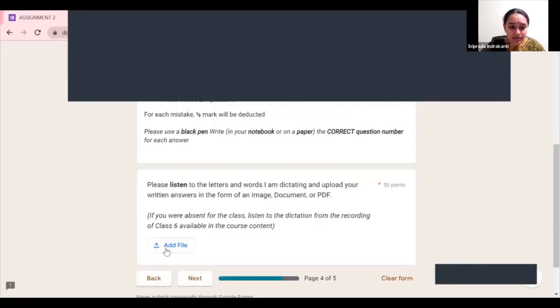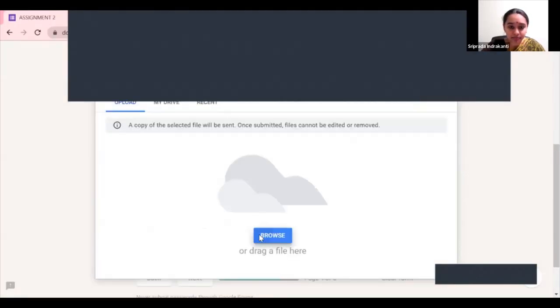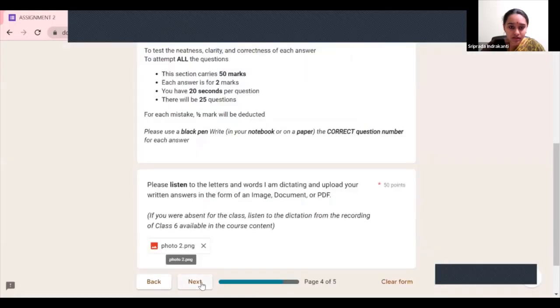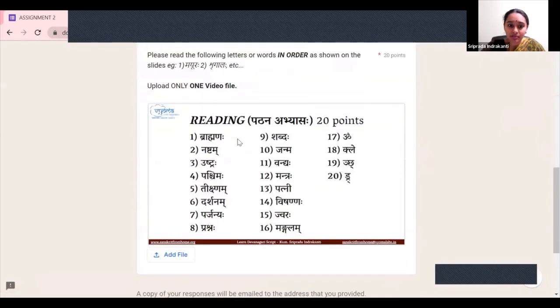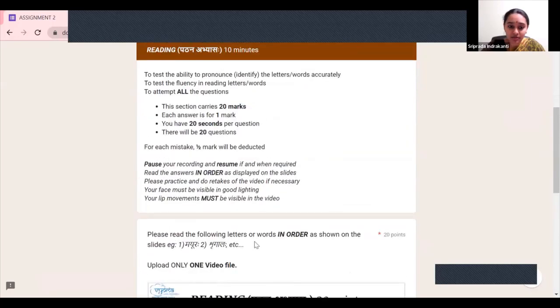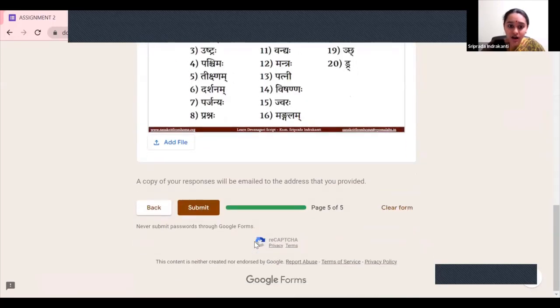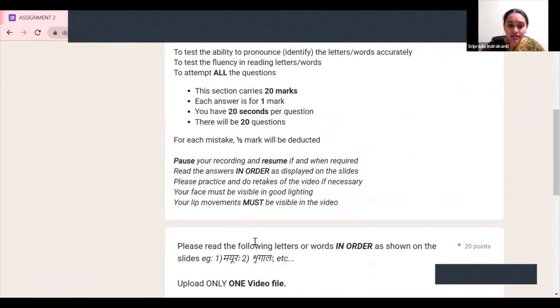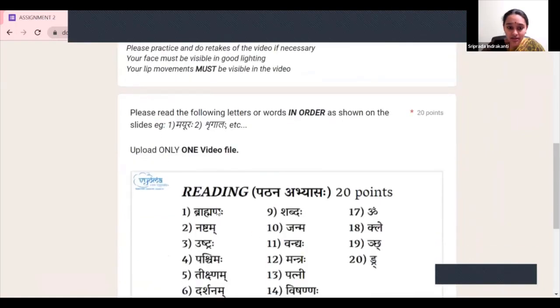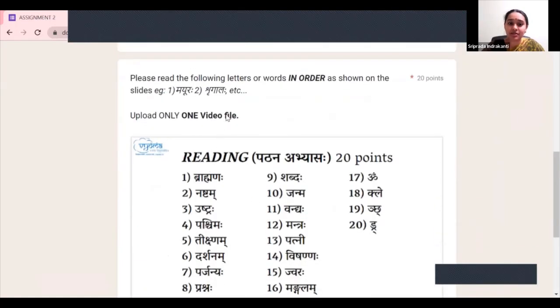So that was the writing part. Next, we move on to the reading part. Some of you in the reading part have uploaded this picture itself. That's not accepted. You have to upload a video. Audio is also accepted if you know how to upload an audio. But video, I thought it's easier to upload. So please don't just take a picture of this and upload that. Please upload the video.